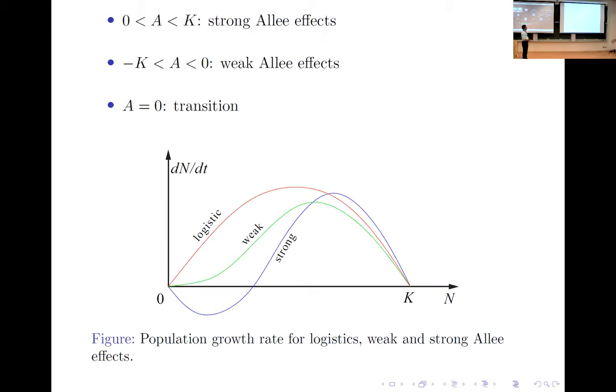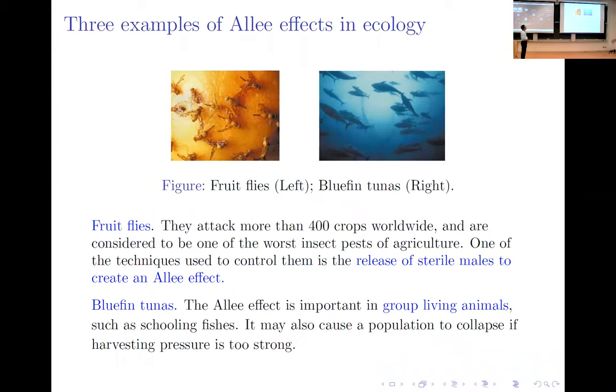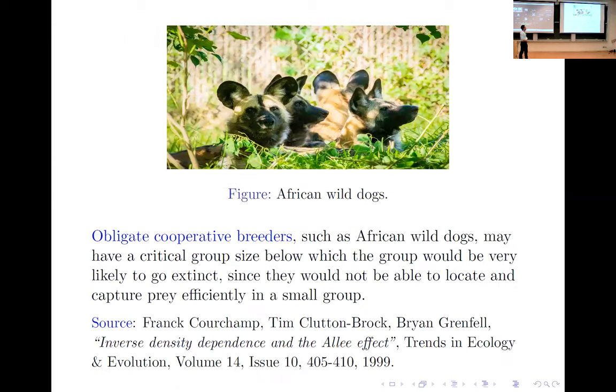Now, the following is the graph for the population growth rate for the logistic, the weak, and the strong Allee effect. For the strong Allee effect, you see there's a threshold here. Below this threshold, the population is decreasing. There are several examples that can be found in reality in ecology, like the fruit flies, the bluefin tuna, and the obligate cooperative breeders, like the African wild dogs.